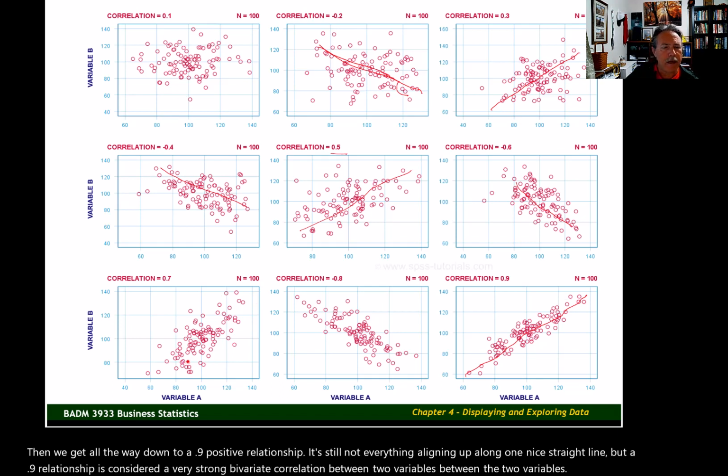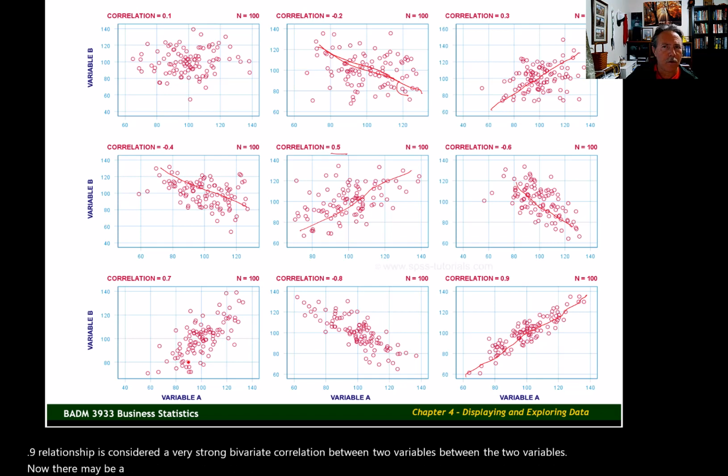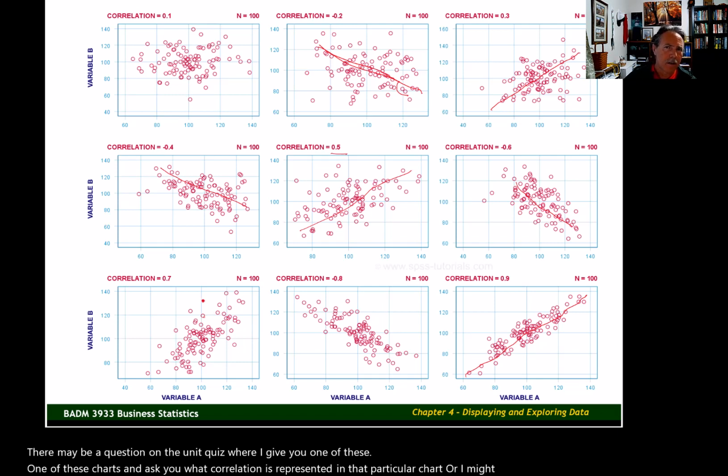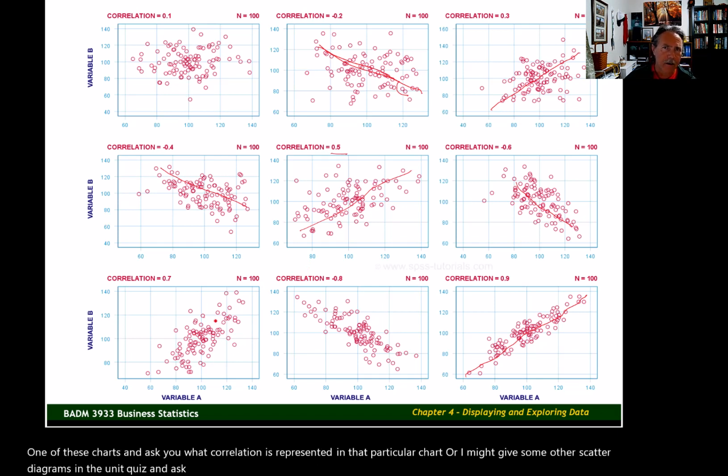Now there may be a question on the unit quiz where I give you one of these charts and ask you what correlation is represented in that particular chart. Or I might give you some other scatter diagrams in the unit quiz and ask you to interpret that scatter diagram in terms of the direction and the strength of the relationship.